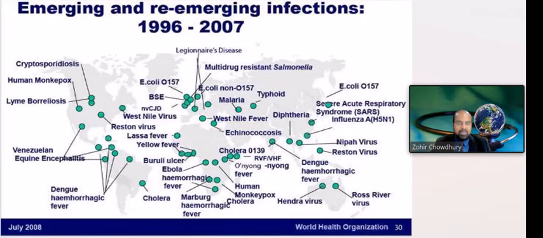And in this map, we can see what has been reported from 1996 to 2007. You can see a lot of emerging and re-emerging diseases essentially spreading all over the world. And many of them you can probably recognize as well.